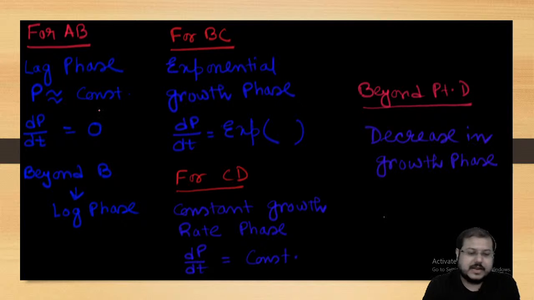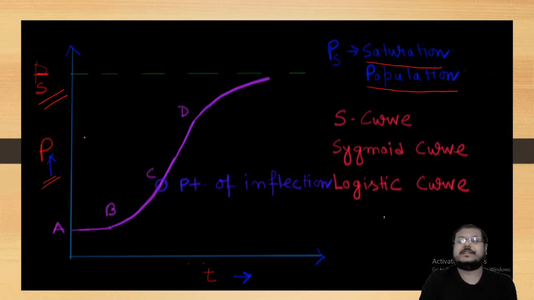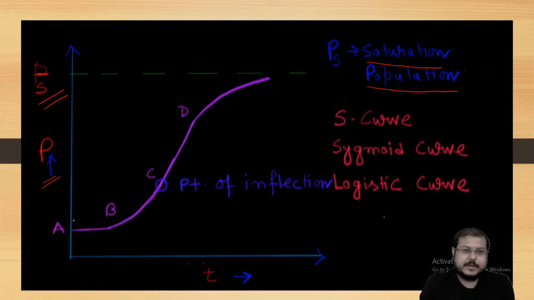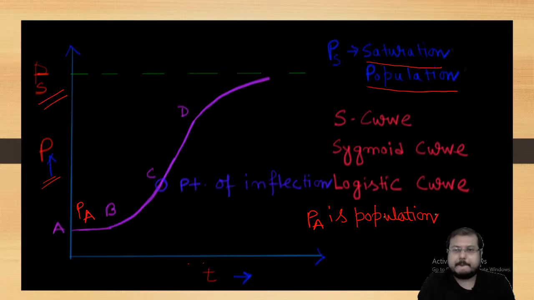If the population is constant, quite obviously dB/dt equals 0. So the time that is consumed here, obviously there will be some x axis value, but the y axis value is almost equal to 0. And at point A, the population is PA, where PA is the population at time t equals 0.